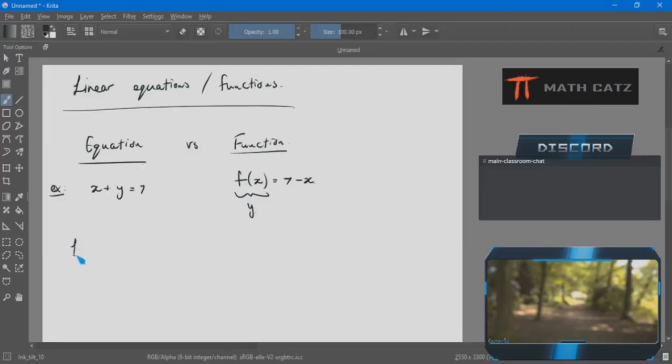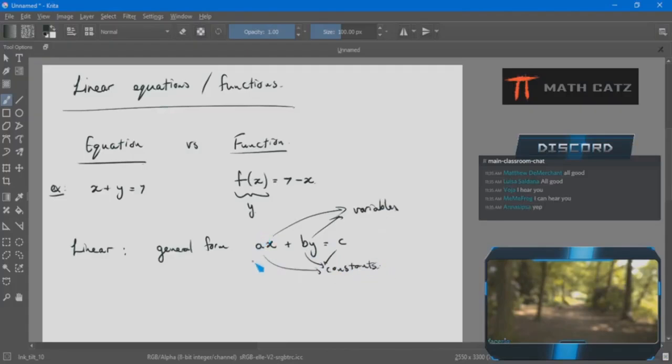Okay, so we want to look at a specific type of equation, anything that has what we call the general form: some constant times my variable, some other constant times my second variable, equal to some other constant. So I have a, b, and c specific numbers. x and y are the variables in question. a, b, and c are the constants. We call this specific kind of equation a linear equation.